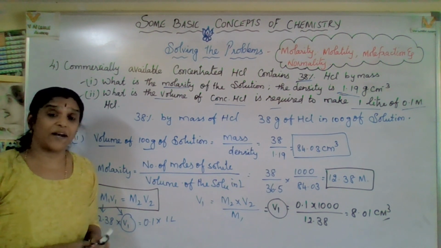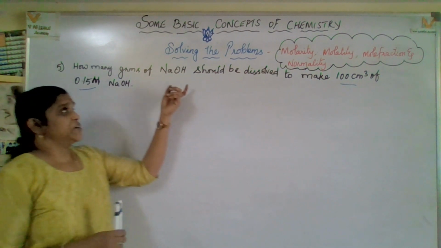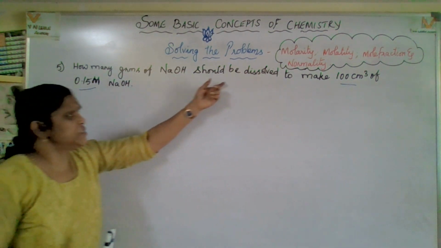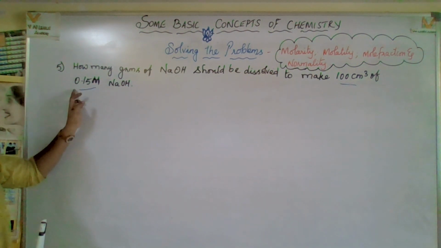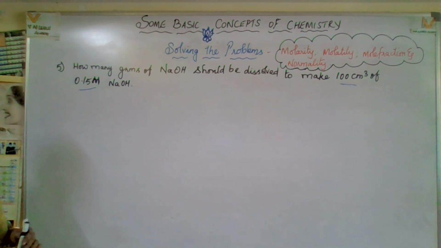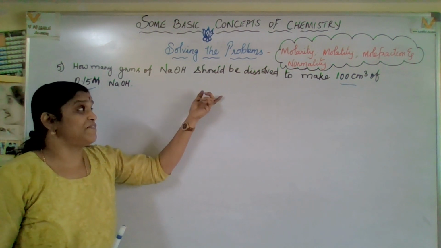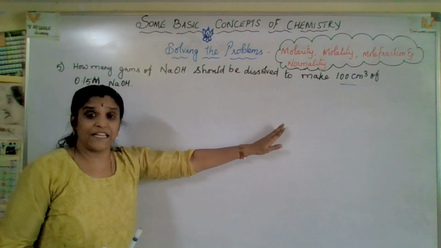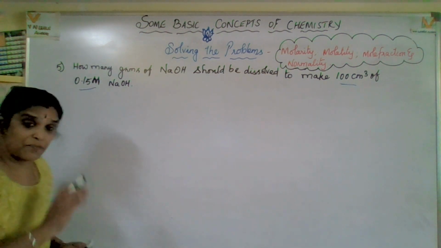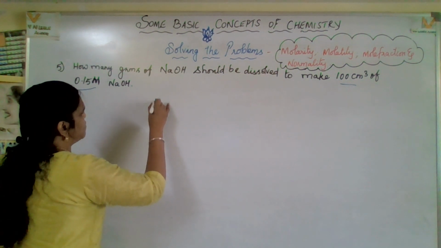Okay, come on, let us go and analyze some other important questions. The next question: how many grams of NaOH should be dissolved to make 100 centimeter cube of 0.15 m NaOH? This is very simple. Here they did not provide the given mass. They have provided the molarity. We have to find out the given mass. Now, the number of moles mainly we have to find out. Now let us identify the general formula.